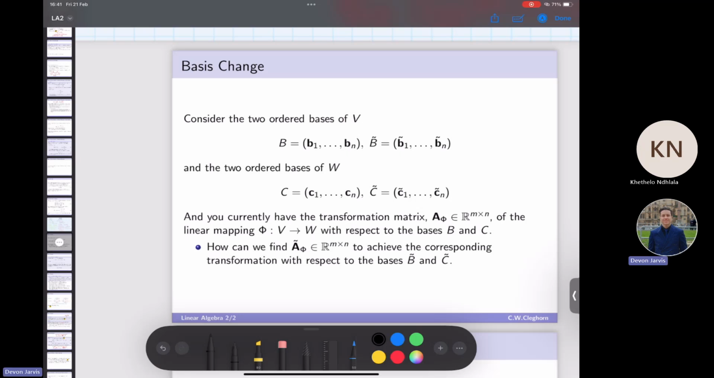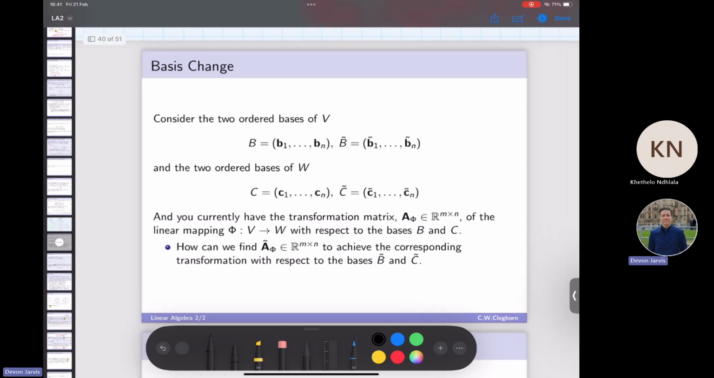Okay. All right, so consider 2 ordered bases of V and 2 ordered bases of W. And you currently have the transformation matrix A of the linear mapping from V to W with respect to the bases B and C. So a lot going on here. We'll draw a picture of this. So how can you find A tilde, which achieves the same transformation, but just with respect to our new bases B and C tilde? Okay, so what I've given you is 4 bases. Again, you're going to be given the bases because that's how I want you to set up the problem.